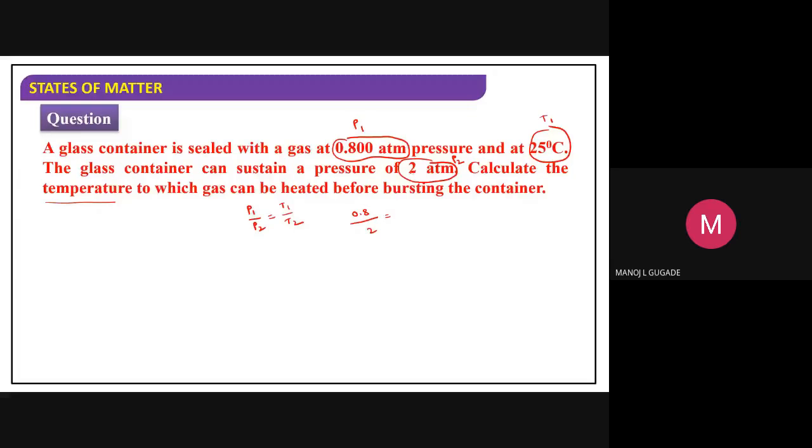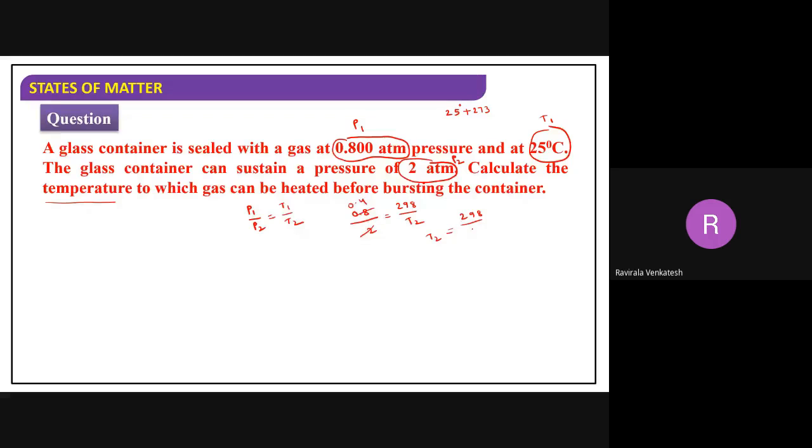What temperature do you have to take? 298. Always you have to convert degrees Celsius into Kelvin by adding 273. You are going to get 298 Kelvin temperature for T1. Now T2 will be what here? 2 1s are 2, 2 4s are 0.4. Therefore, you are going to get 298 by 0.4.